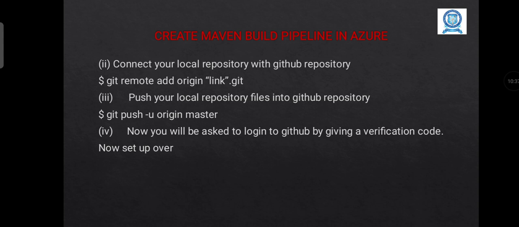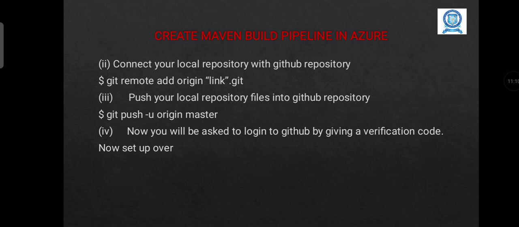And the next step is to connect our local repository to the GitHub repository. For that, the very important command is git remote add origin, followed by the website link of our GitHub repository, ending in .git. Then the next command is to push your local repository files into the GitHub repository. For that, the command is git push -u origin master.